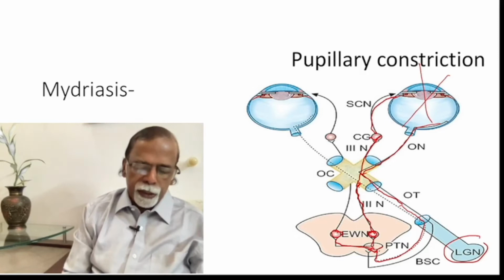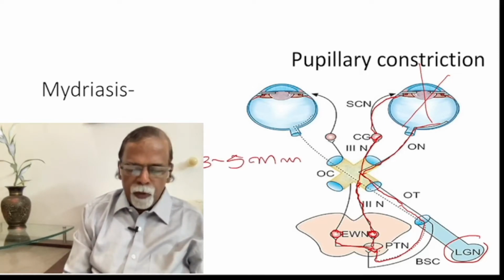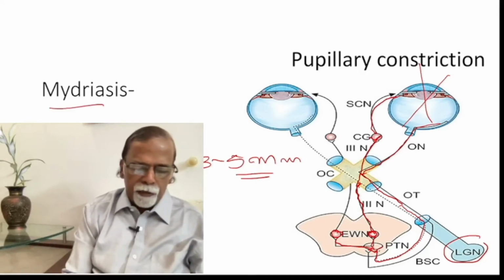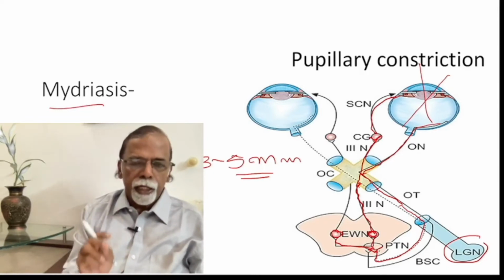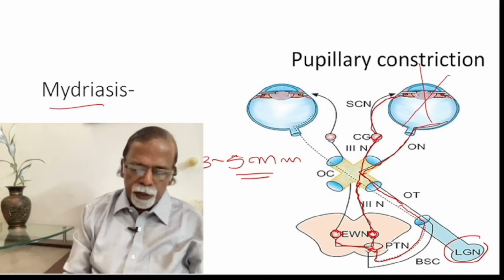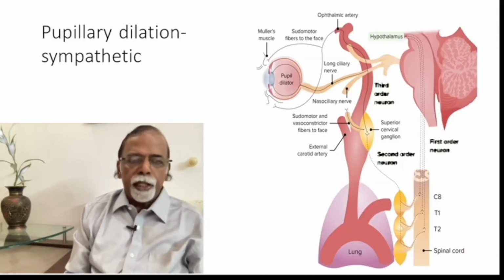The normal pupillary size is 3 to 5 millimeters. If it is more than 5 millimeters, you call it mydriasis, and if it is less than 3 millimeters, or 2 millimeters or less, you call it miosis. So, mydriasis is pupillary dilation and miosis is pupillary constriction. Now, let us see how the pupillary dilatation occurs.